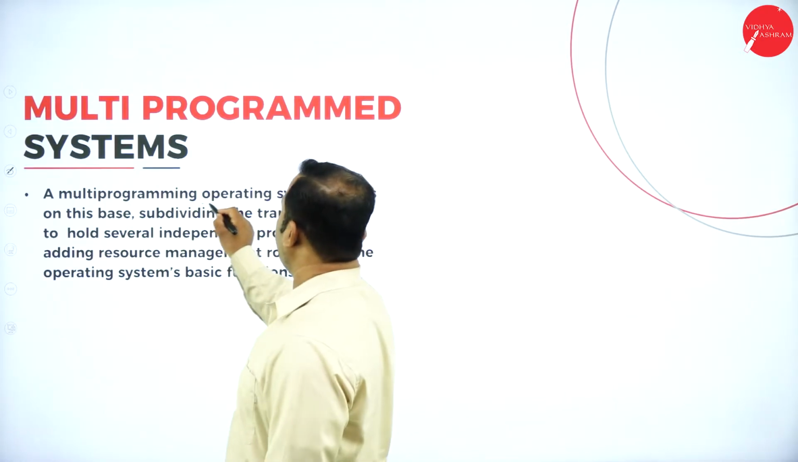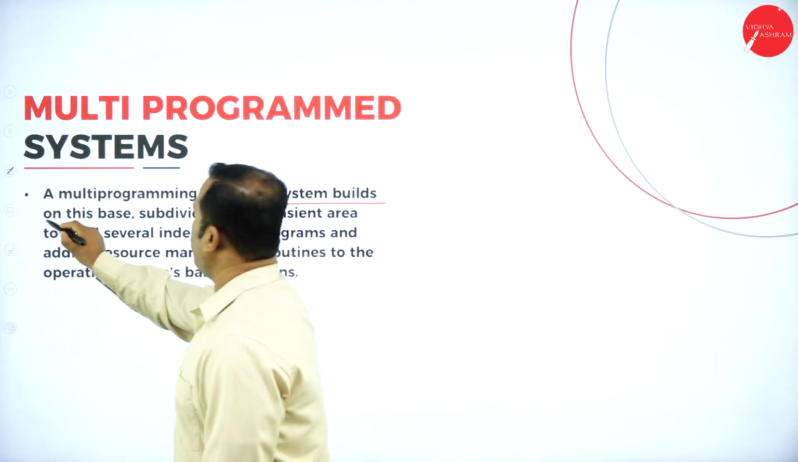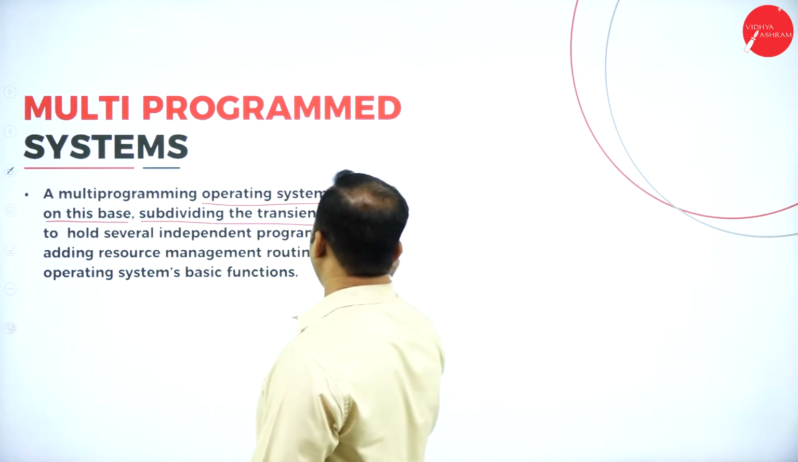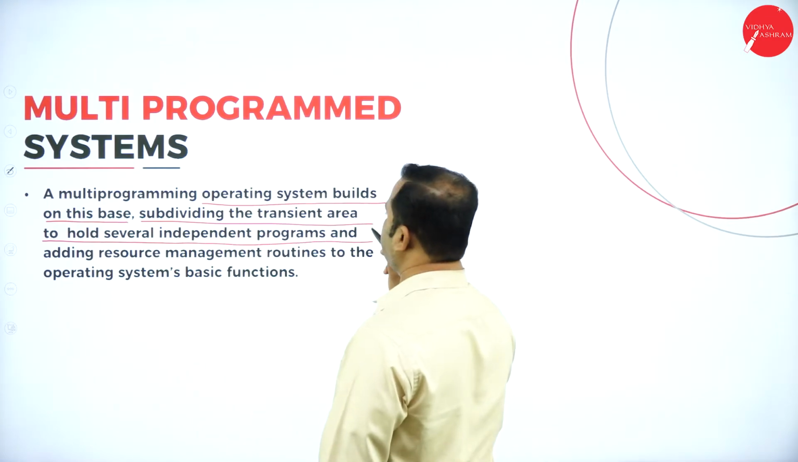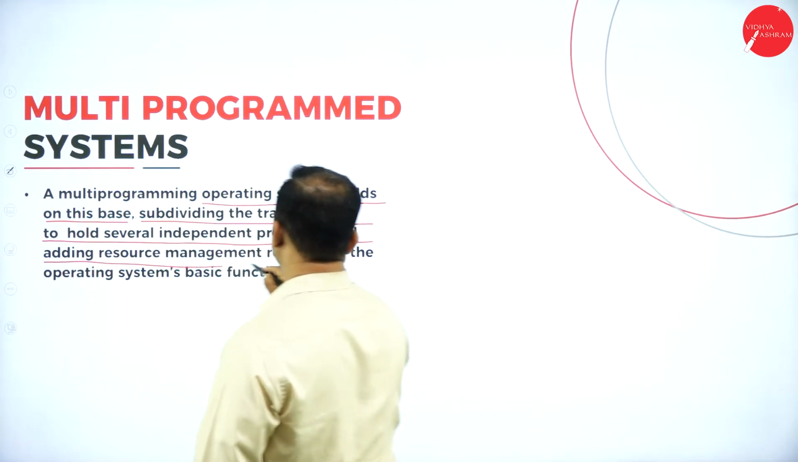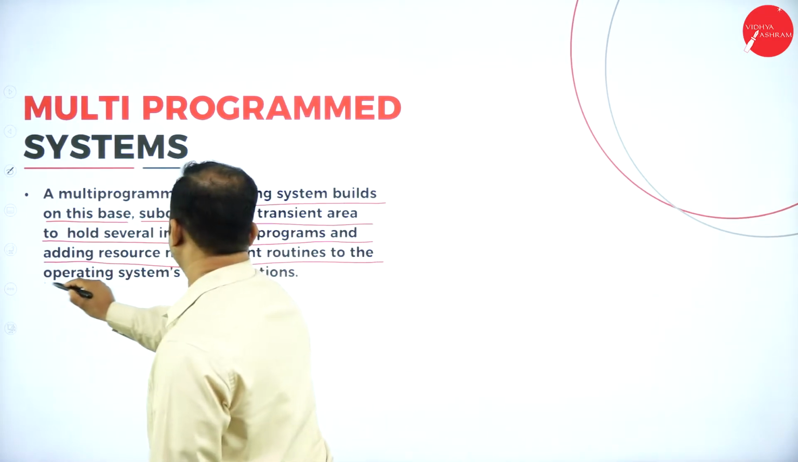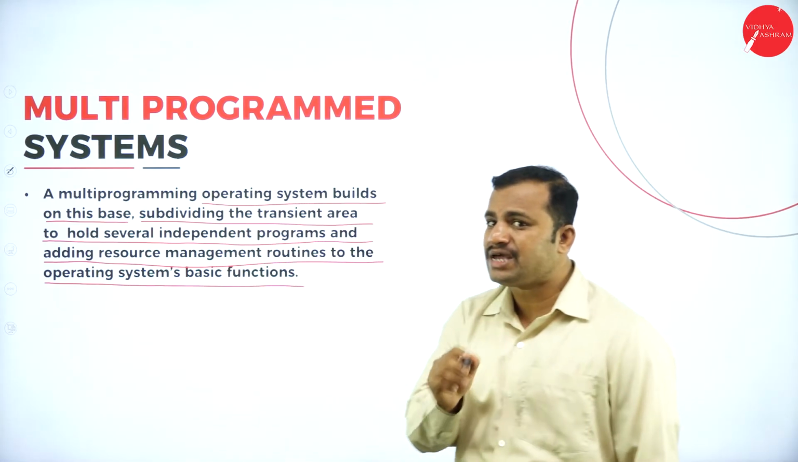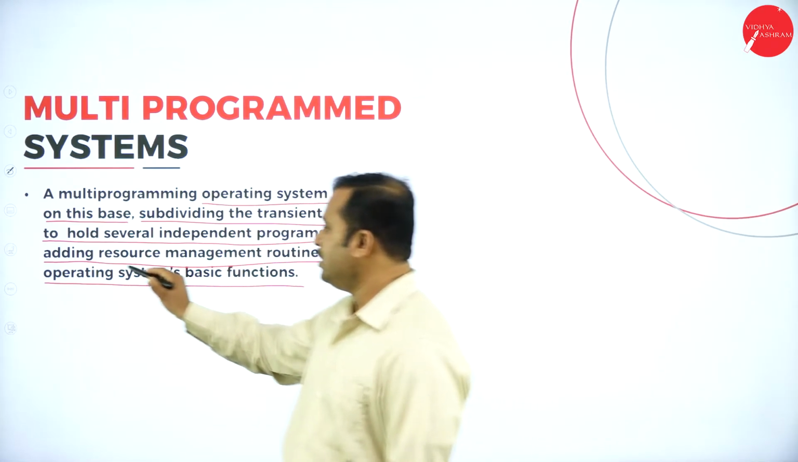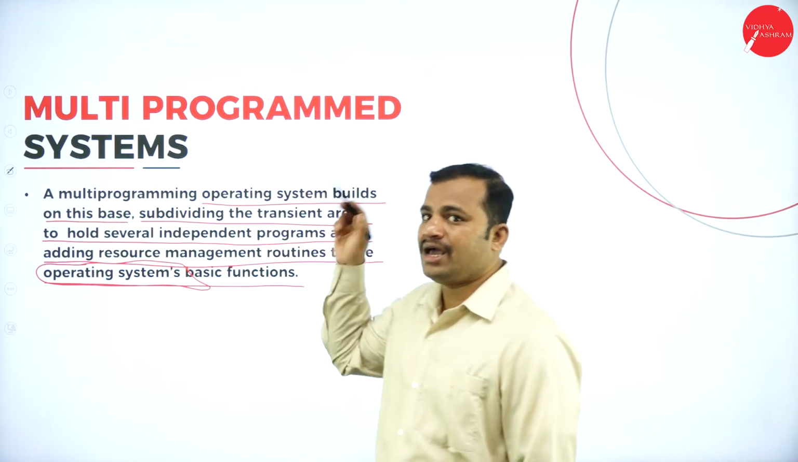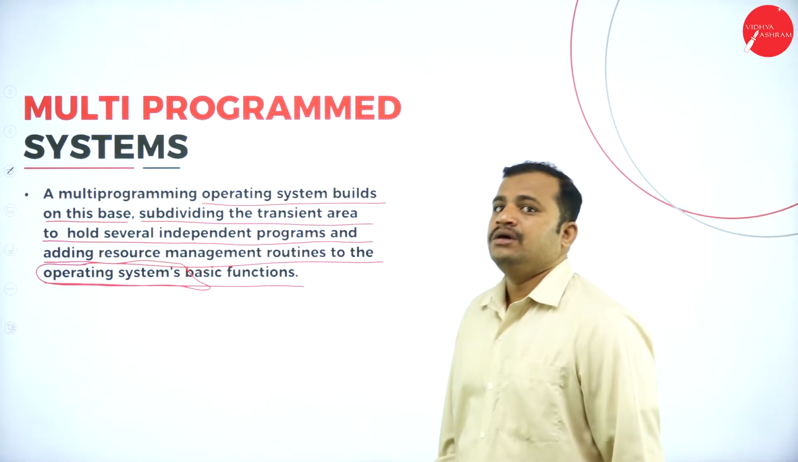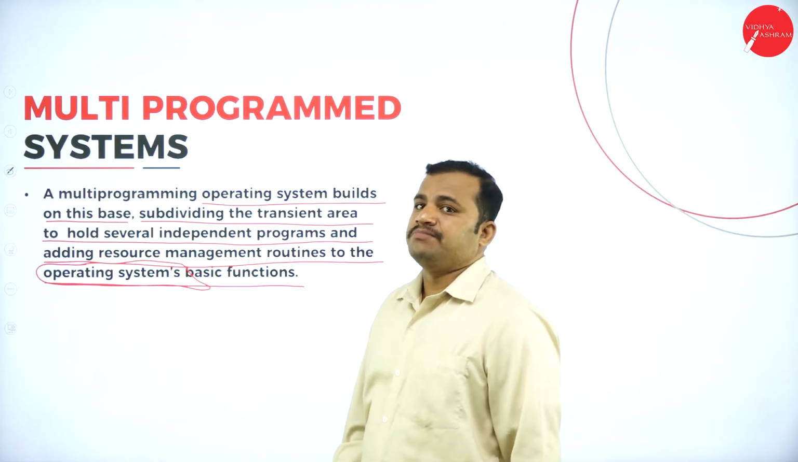A multi-programming operating system builds on this basis, that is, subdividing the transient area to hold several independent programs and adding resource management routines to the operating system's basic functions. Please understand that I told you that the operating system is placed at the beginning or at the end of the RAM, that is random access memory.